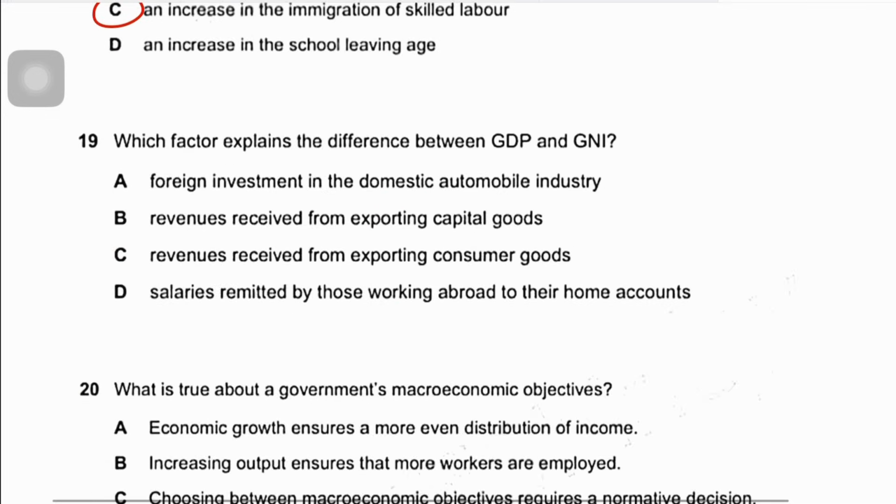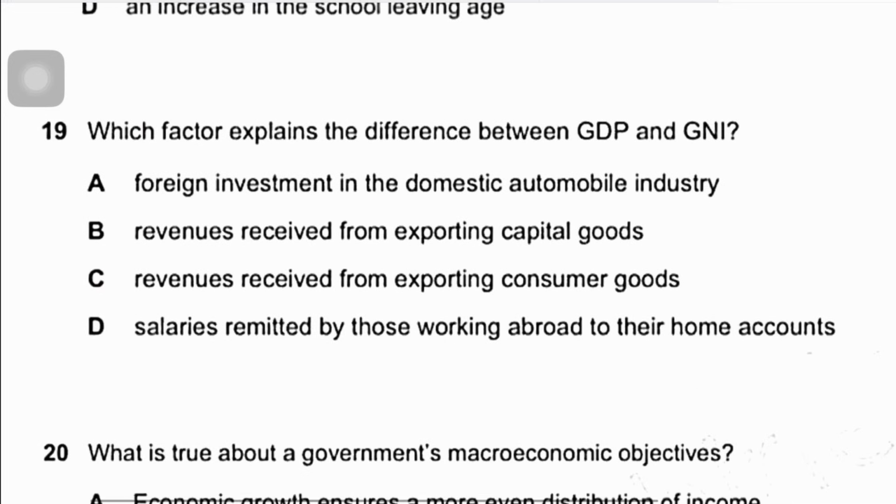The next question 19 says which factor explains the difference between GDP and GNI? Okay, so this is an interesting question. GDP measures the total value of all the goods and services that are produced within a country's border, in a given time period, regardless of whoever owns the production assets. While on the other hand, GNI measures the total income that is earned by a country's residents and businesses, including any income that is earned abroad, right?